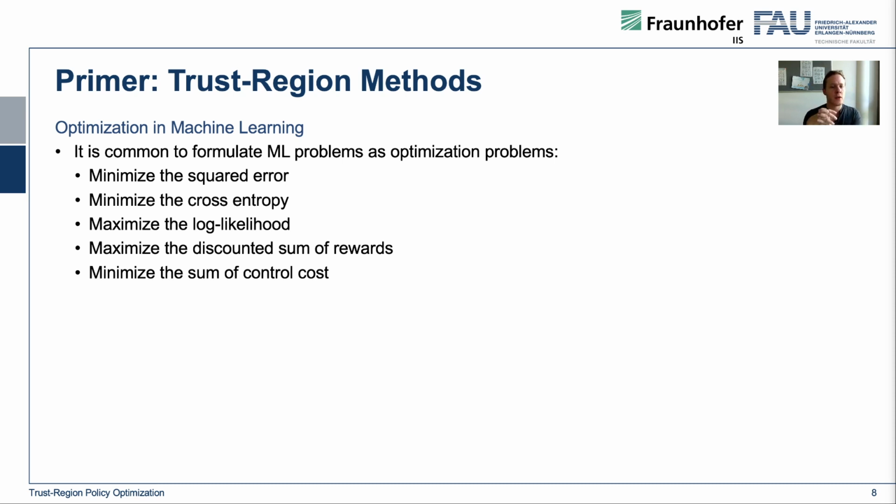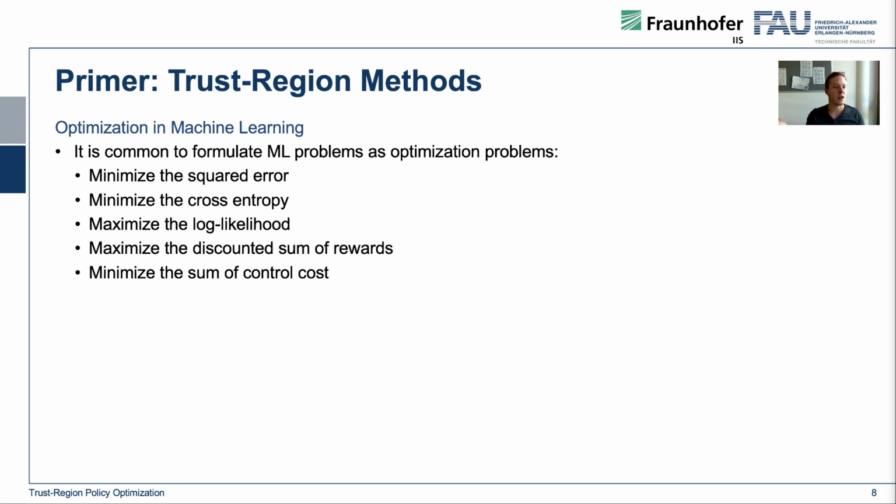Trust region methods were there long before we introduced policy gradients. And I want to introduce the idea of trust regions within a few slides before we start over. If we talk about trust regions, we talk about optimization. And of course we talk about optimization in machine learning because this is what this course is all about. In machine learning, it is common to formulate problems as optimization problems. So we could minimize the mean squared error. We can minimize the cross entropy.